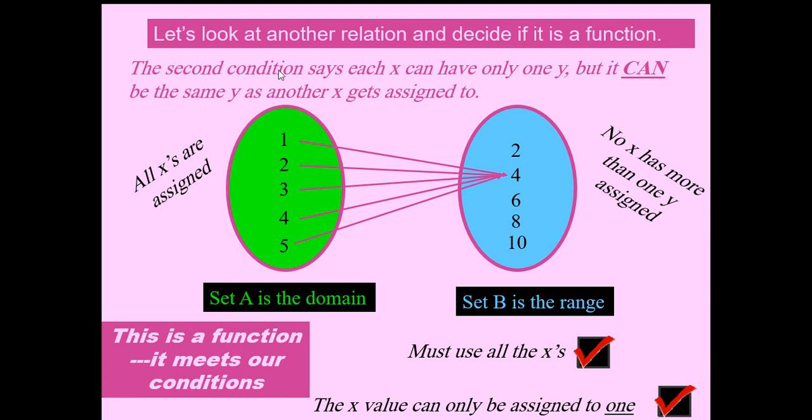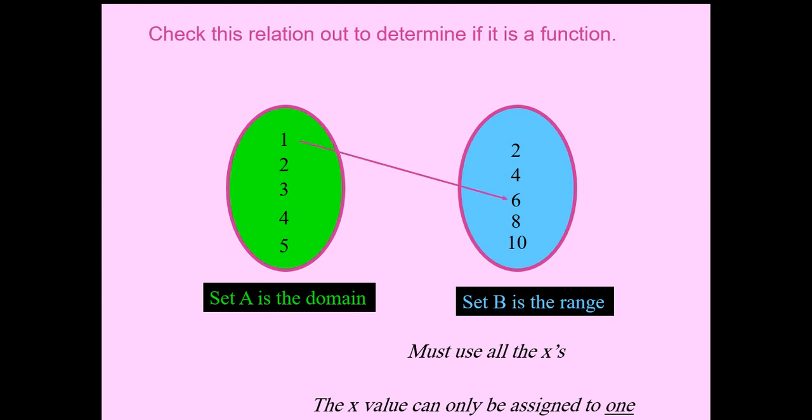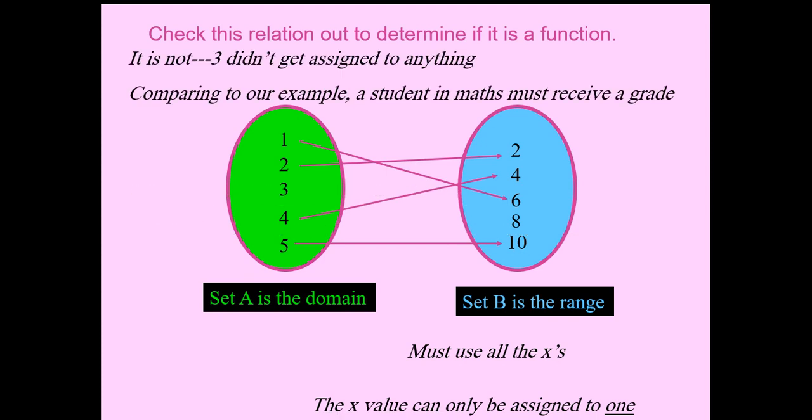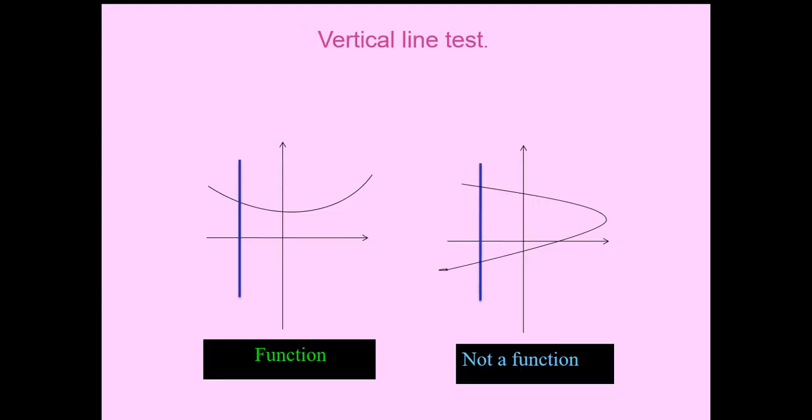See here the remark. The second condition says each x can have only one y, but it can be the same y as another x gets assigned to. So I can have all the x's with one y, no problem, okay? Now let's see this one. Let's check if it's a function, yes or no. What do you think, guys? Is it a function? No, because 3 doesn't have any image, doesn't have any y. So no, we didn't use all the x's, it means it's not a function, okay?